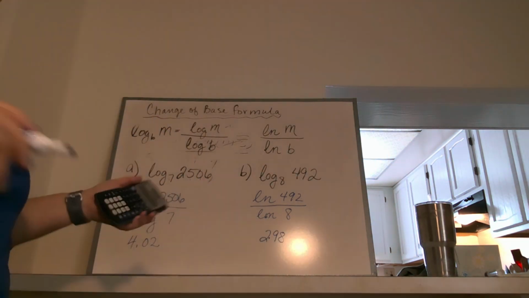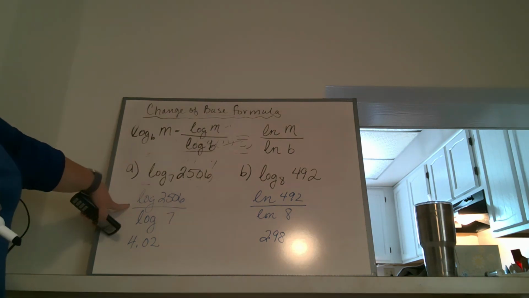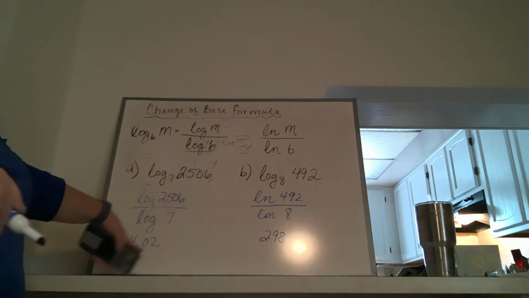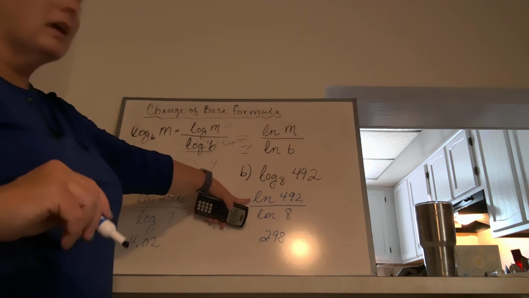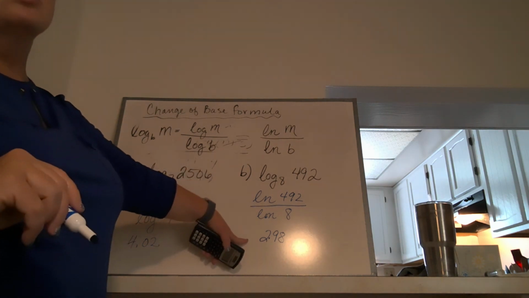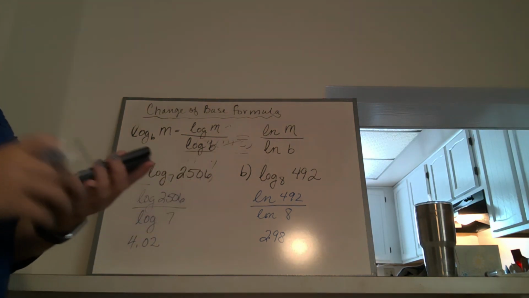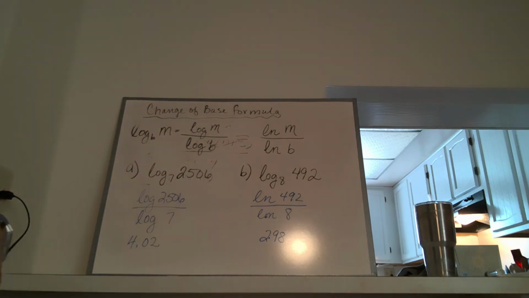Okay, either way, if we would have done this with a natural log, we would have still got 4.02. If we'd have done this with a common log, we still would have gotten 2.98. So it really doesn't matter which one you choose to change the base for.